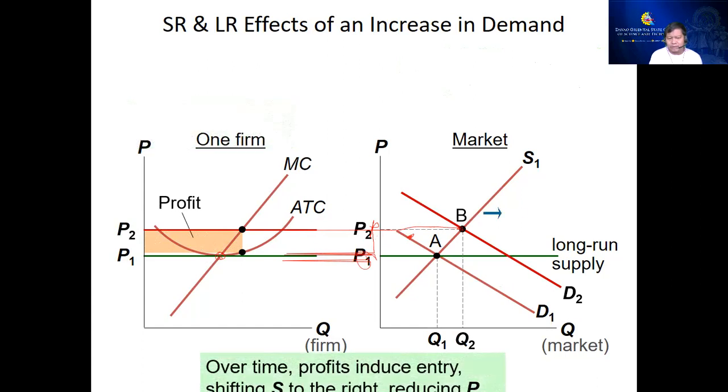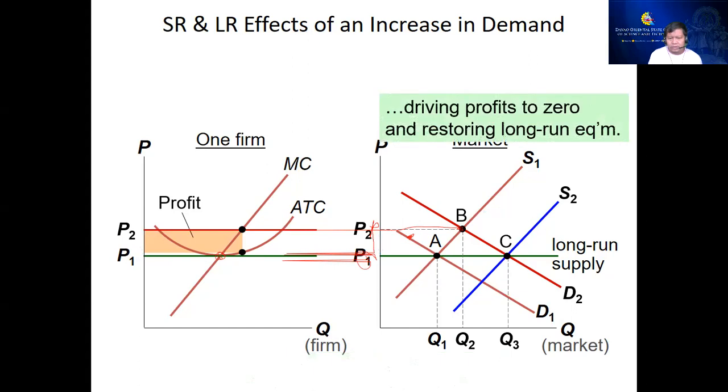Over time, profits induce entry. Ibig sabihin, kung daghan ang nisulod, over time the profit induces entry and shifts supply to the right. So daghan ang mga producers, daghan ang supply to the right. Pag daghan ang supply to the right, what happens to the market? Okay? So driving the profits to zero and restoring the long run equilibrium.